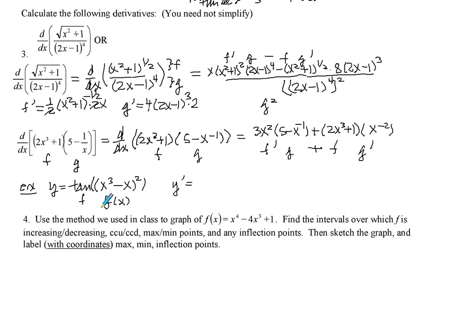So this is a derivative of a composition. And remember, when you do the derivative of a composition, you do the derivative of the outside function. So our y prime is going to be f prime, plug in the inside function, g of x, and then times the derivative of the inside, g prime of x. So derivative of tangent is secant squared. So that's our f prime. Plug in the inside function. So this stays the same, x cubed minus x squared. And now times the derivative of the inside.